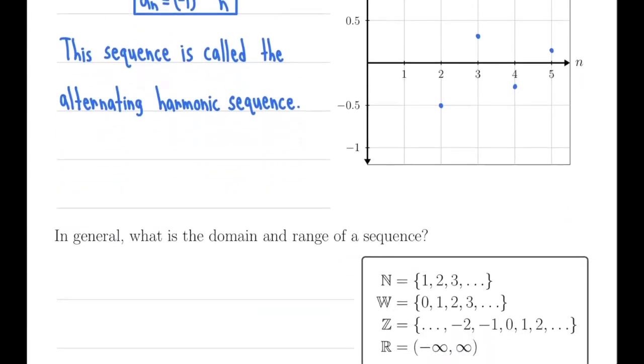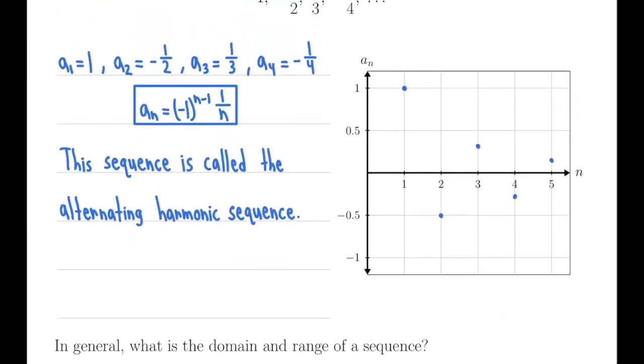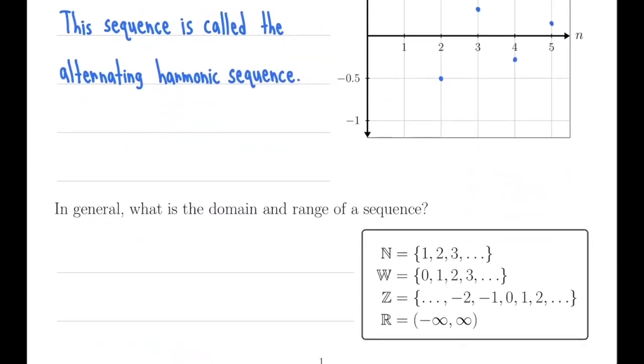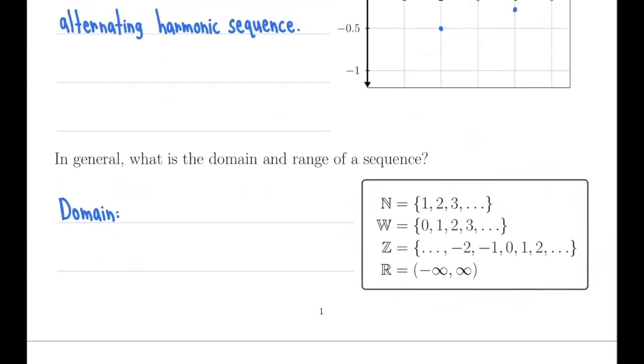So that brings us to the next question. In general, what is the domain and range of a sequence? So a sequence is a function, right? This is a function right here. It passes the vertical line test. So what is that domain and range? Let's start with the domain. I have all these sets handy for us right here.